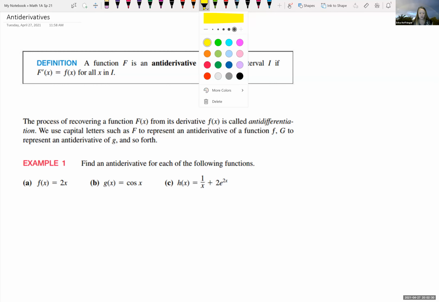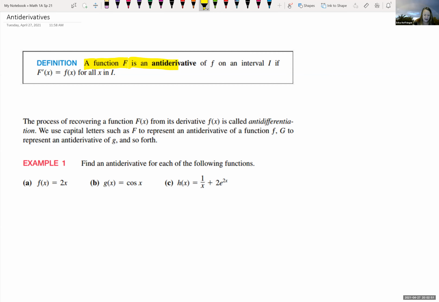Let's go through and think about how we can come up with some formula that would give us this antiderivative. So we say a function, and normally we denote antiderivatives with a capital letter. A function F is an antiderivative of the little function f on some interval I if we take the derivative of that capital F of x, that antiderivative, and it gives us back the original function f of x for all x on I.